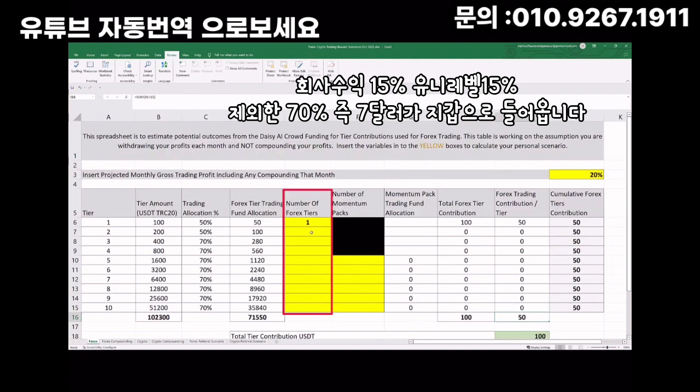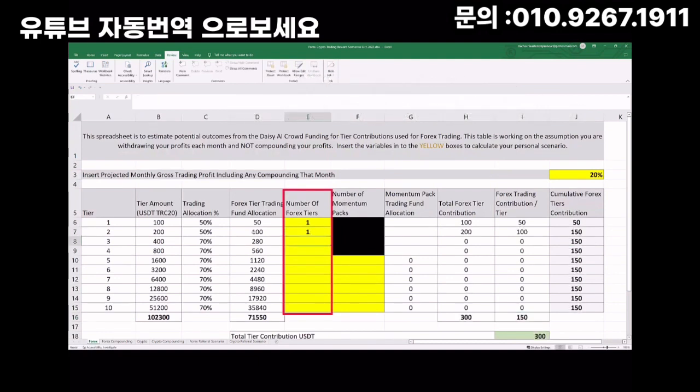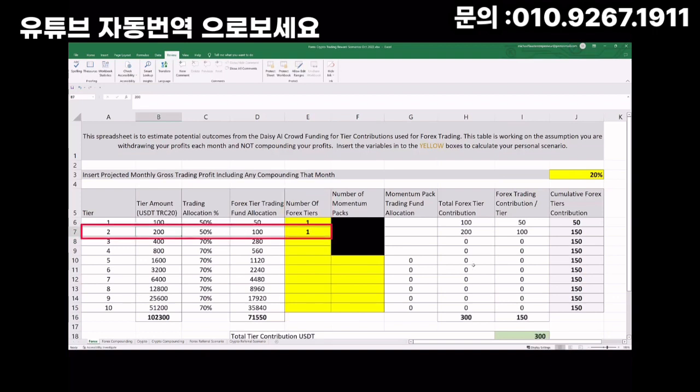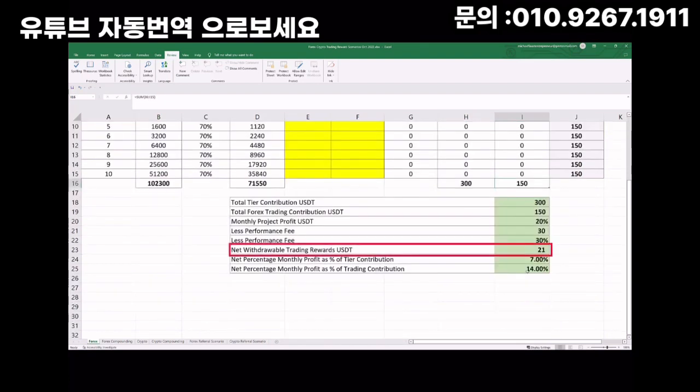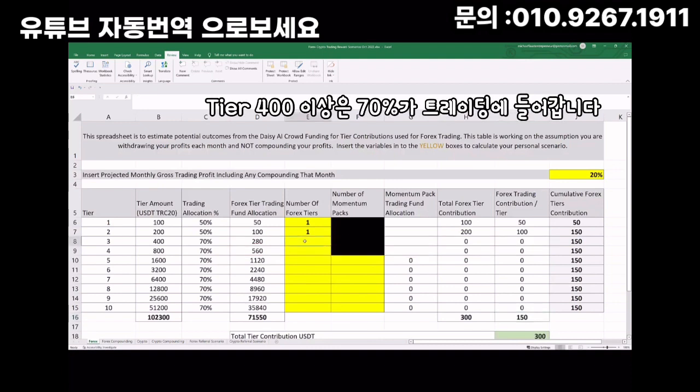If we decide to adjust this number and add one more tier, tier 2, that's a contribution of $200 extra, then obviously we have 300 total outlay out of pocket, 150 going to the trading pool, and our results now change with a net withdrawable amount of 21 per month. And of course, you can add more tiers as well.